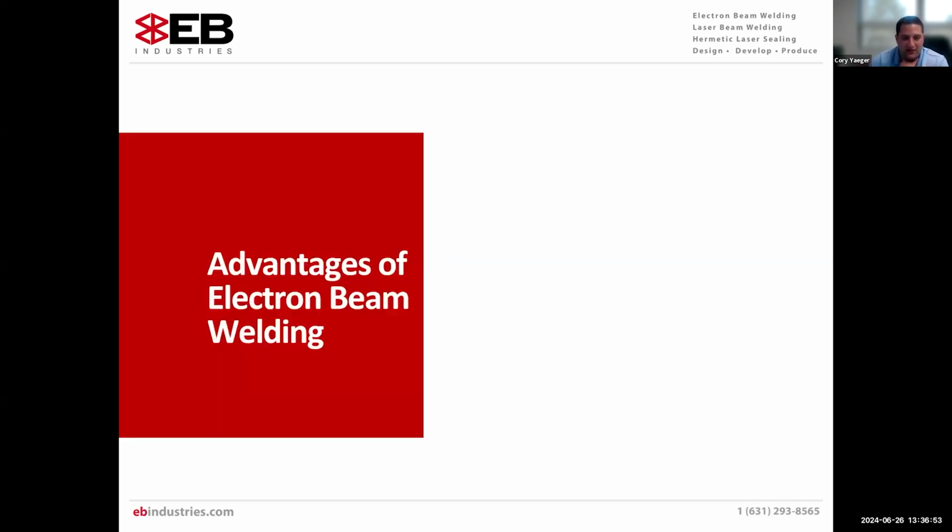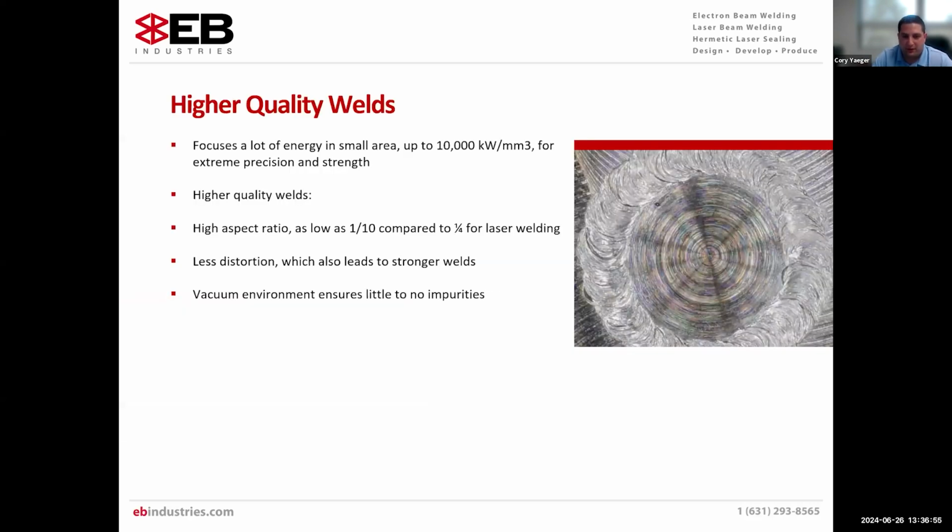Now we're going to talk about the advantages of EB welding. The first thing we're going to talk about is the higher quality welds. Welds made with electron beams can have a very high aspect ratio, or in other words, they have a deep, narrow structure compared to other types of welding.